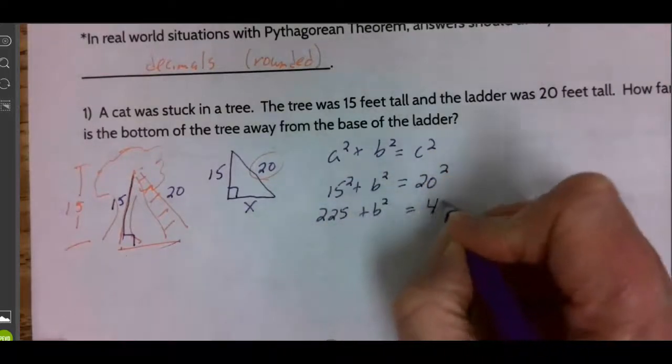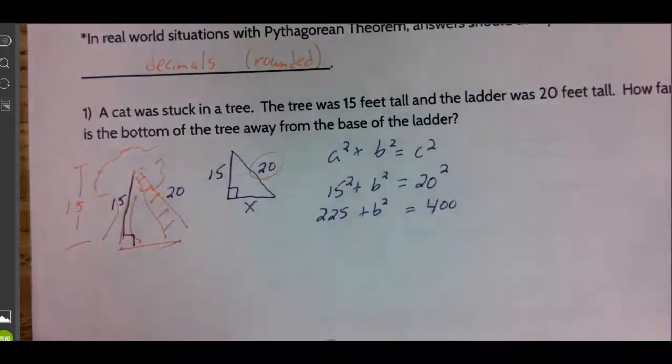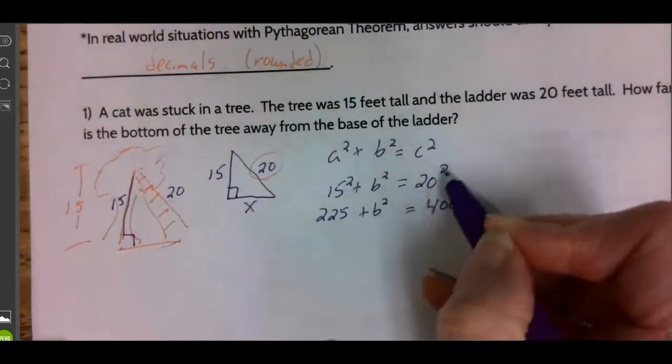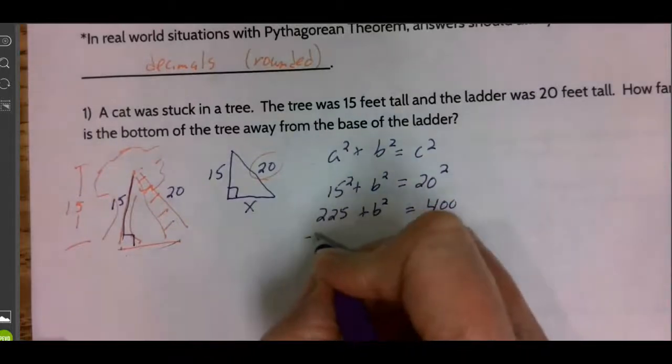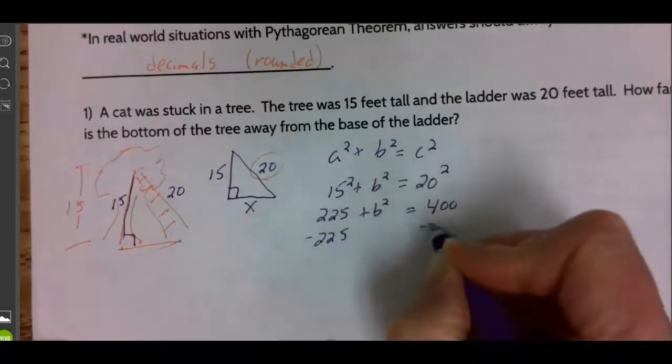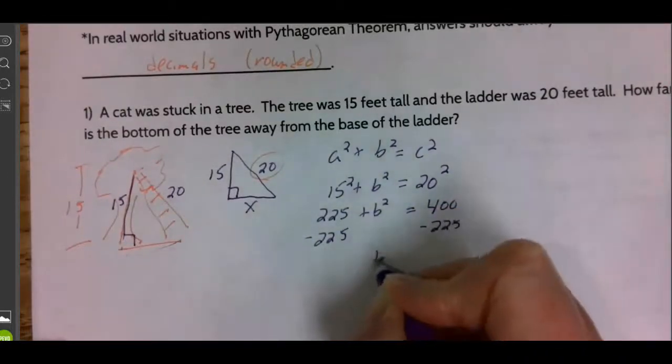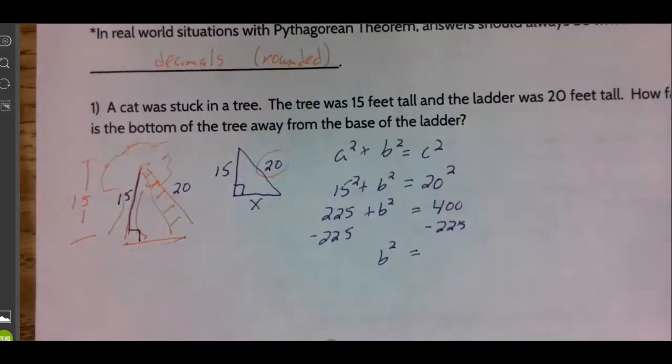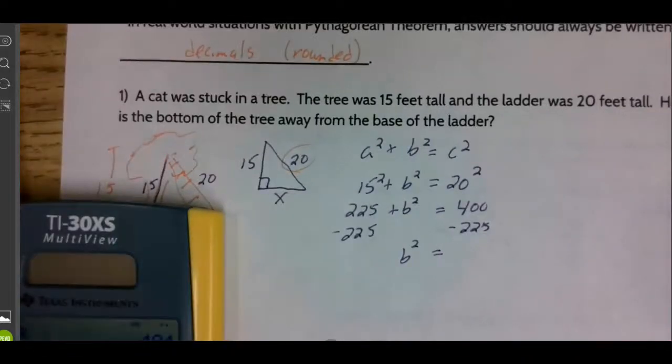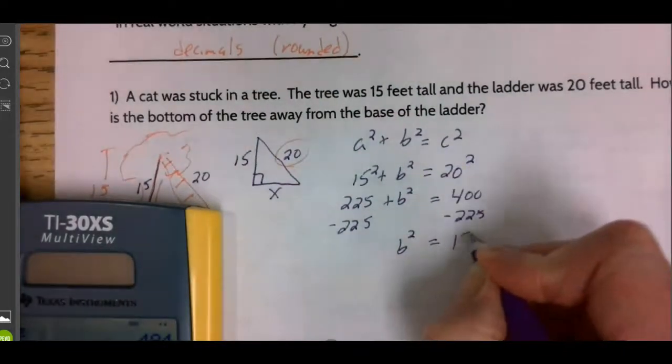20 squared is 400, because I take the 2 and square it, and I add 2 zeros on. See how 2 zeros? And I just square that front one. I subtract 225 from both sides. I get b squared is equal to a number. Okay, so 400 minus 225 is 175.